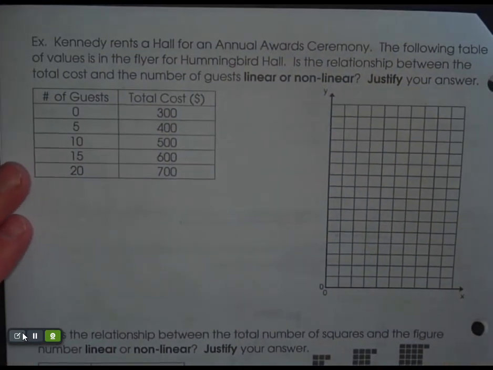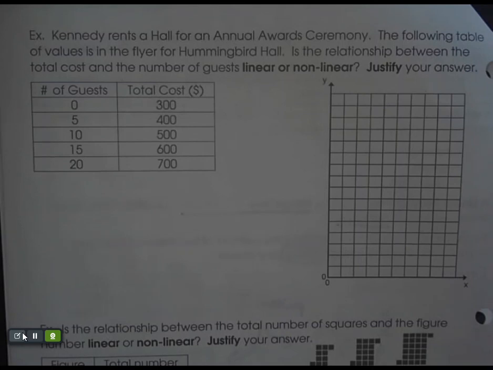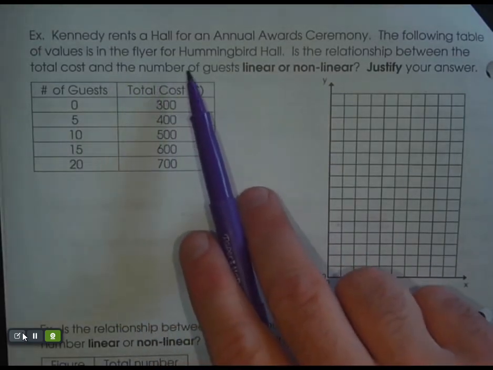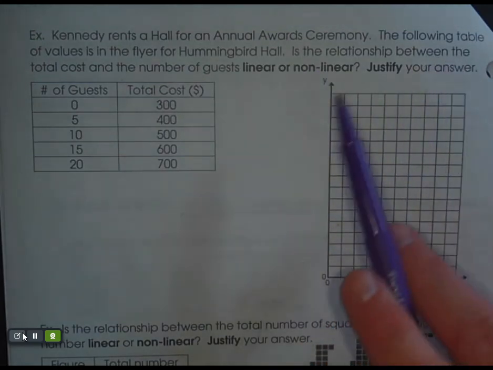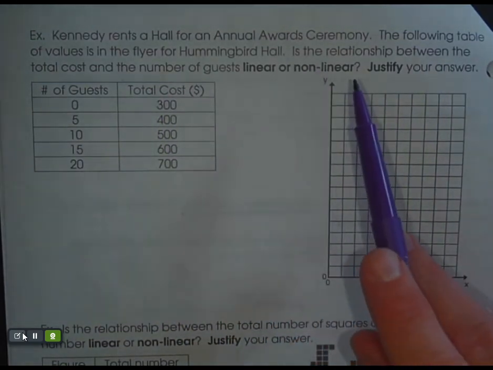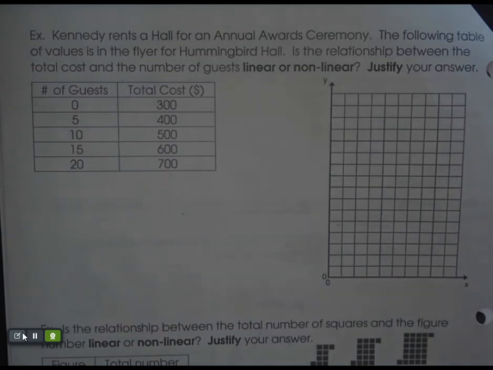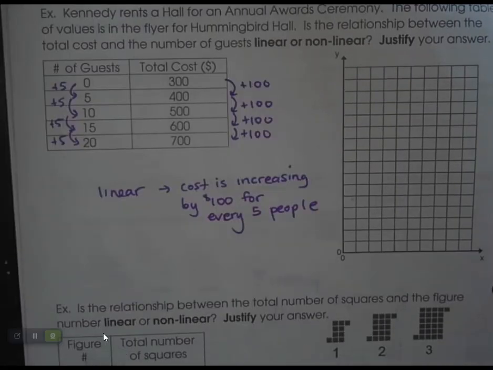All right, so now we have just numbers. All right, Kennedy rents a hall for our annual award ceremony. The following table of values is in the flyer for a hummingbird hall. Is this relationship between the total cost and the number of guests linear or nonlinear? Justify your answer. So what I want you to do is push pause, and I want you to take a guess, is this linear or nonlinear? And then unpause for the answers.